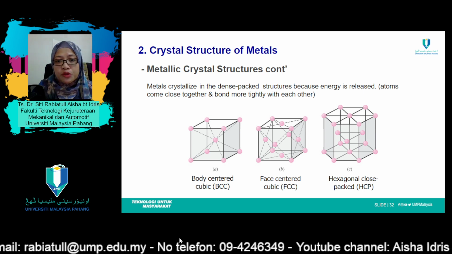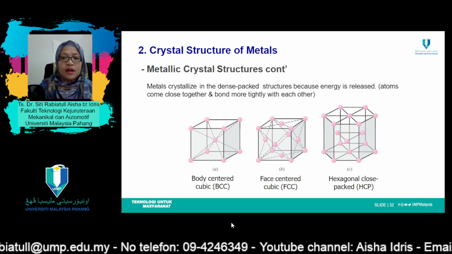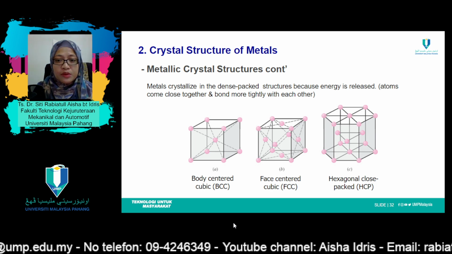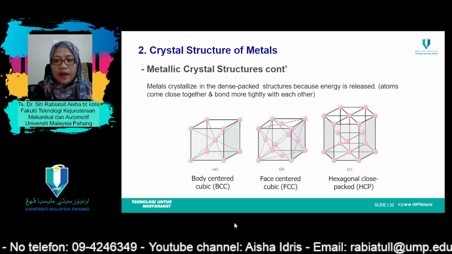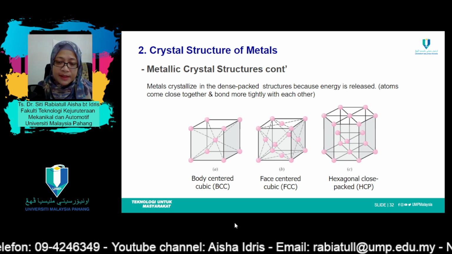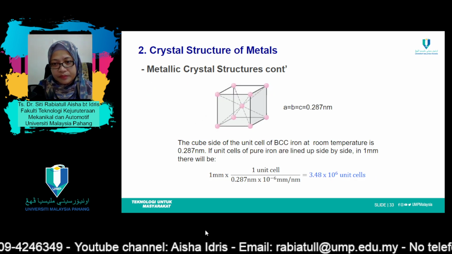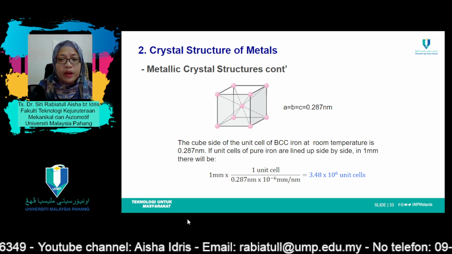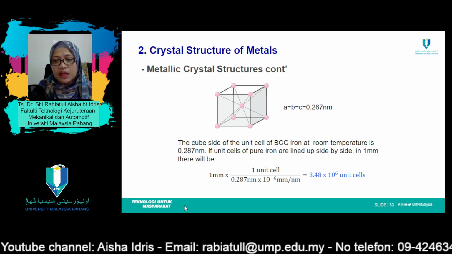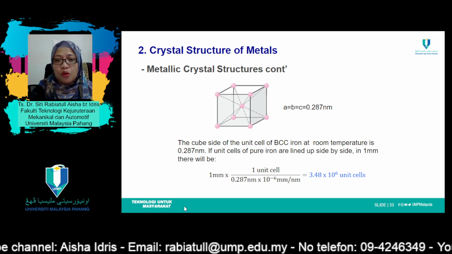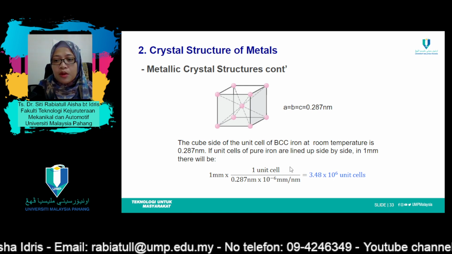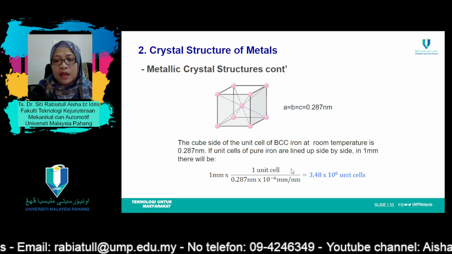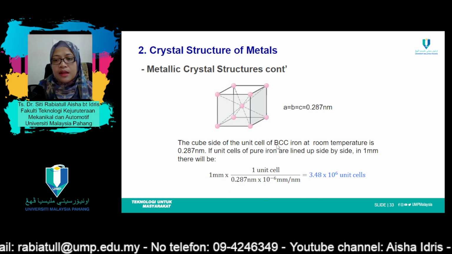As mentioned to you just now, these are the metallic crystal structures that we are going to learn. Number 1 is BCC, then FCC, and also HCP. Now let's look at them one by one. This one is for BCC, showing you a unit cell inside. So for this one you can just see the calculation.